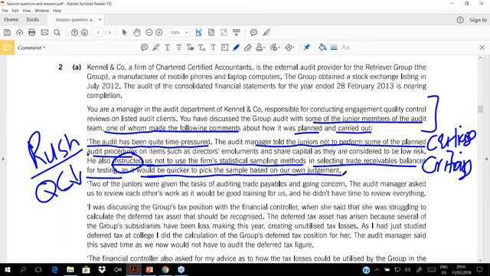If we pick a sample based upon our judgment, is that good? Is a judgmental sample good? Is a statistical sample good? Is judgmental a bad sample? Yes, statistical is a better sample, right?